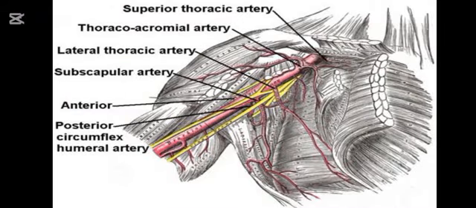Here is another diagram where you can see the branches of the axillary artery. The first part of the axillary artery has the superior thoracic artery. The second part has the thoracoacromial trunk and the lateral thoracic artery branches. In the third part, the anterior and posterior circumflex humeral arteries and the subscapular artery are the branches.